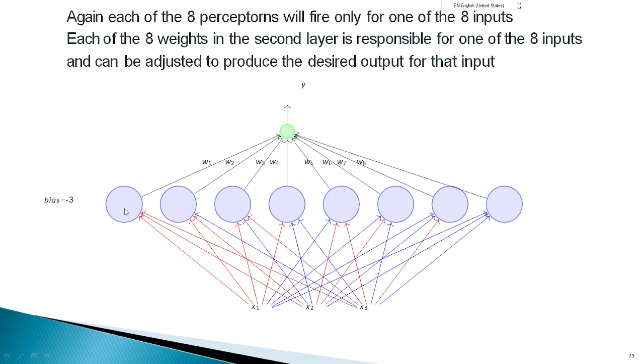So how do you compute the number of neurons in the hidden layer? It depends on the number of inputs. If I have 3 inputs, then I have 2 power 3. The number of neurons in the hidden layer will be 2 power n. So here, since I am having 3 inputs, I will have 8 perceptrons. Each of the 8 in the second layer is responsible for one of the inputs and can be adjusted to produce the desired output. So the XOR problem is solved here. So a multi-layer perceptron can realize any Boolean function.